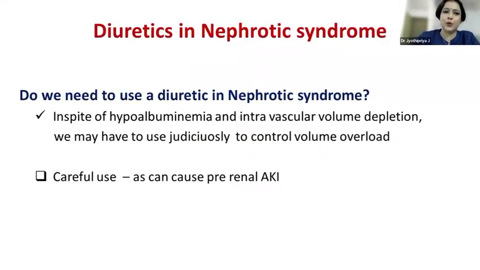start with nephrotic syndrome. Do we actually need a diuretic in nephrotic syndrome? In spite of hypoalbuminemia and intravascular volume depletion, we may have to use it judiciously to control the edema and extracellular fluid overload. So the problem is here we have to use it cautiously because this can result in pre-renal AKI as well if we are not using it judiciously.